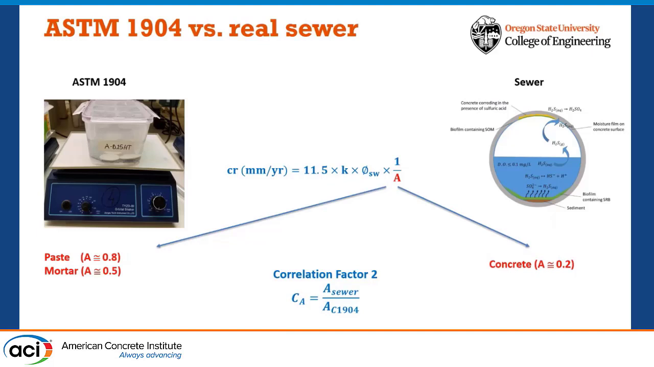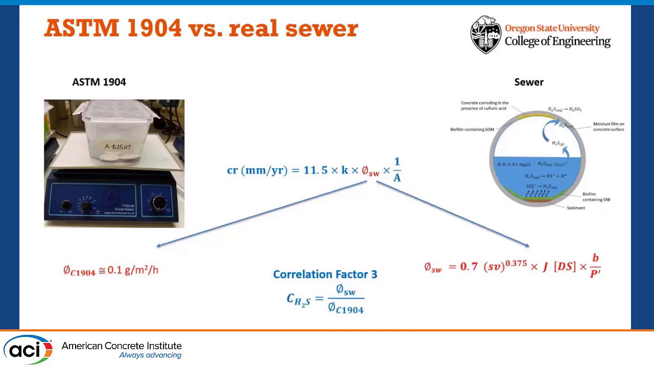And the second correlation factor will be the ratio of the alkalinity, because in our ASTM testing, we use paste and mortar samples, and in the field, we use concrete. And the mixture type affects the alkalinity factor significantly, so a correlation factor is required for the alkalinity.